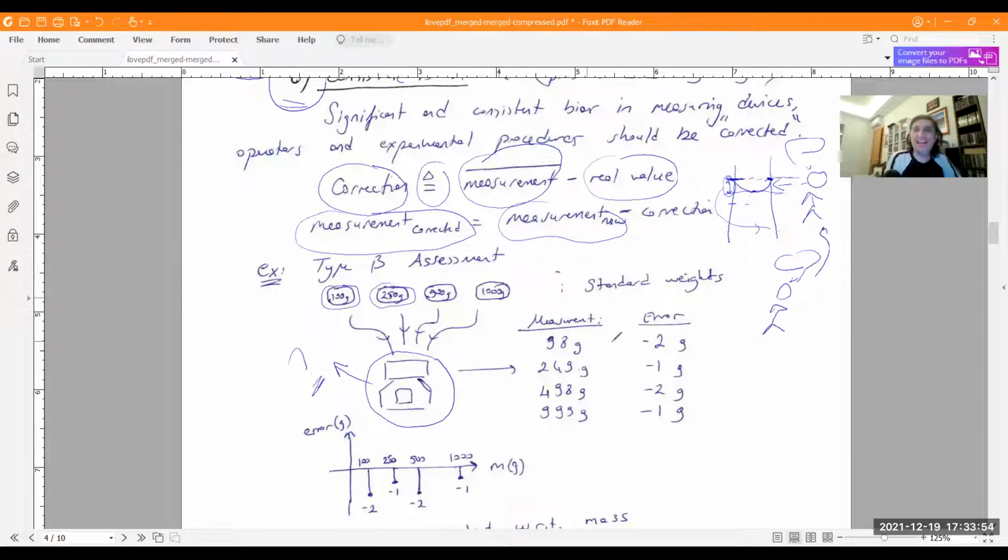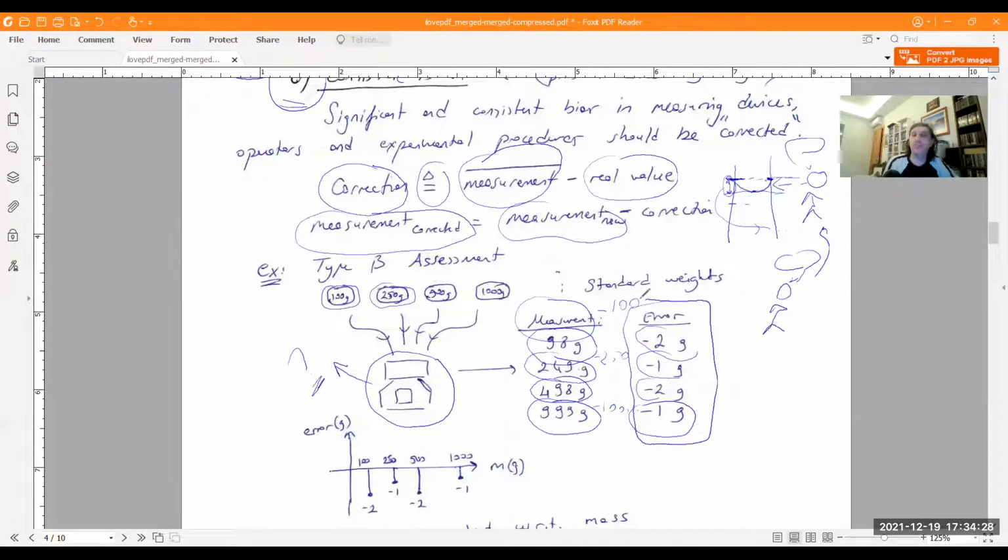We weigh them, and these are the results. The 100 gram is measured to be equal to 98. This is 250, 500, and this is 1,000. So the error here is equal to minus 2 grams, minus 1, minus 2, and minus 1 gram. So what I do is I take the measurement value, I subtract the true value. True value here is 100, this is 250, and this is 1,000 here. And these are the error values that I obtain.